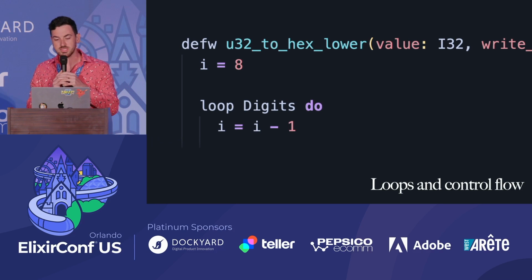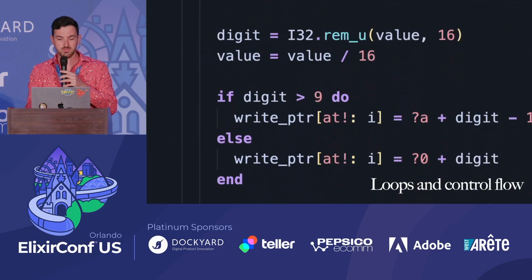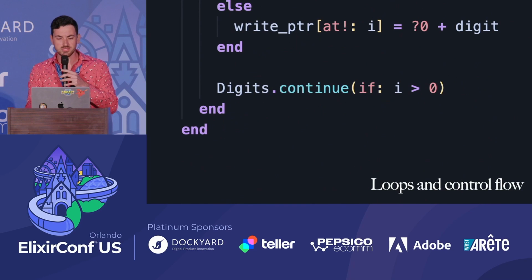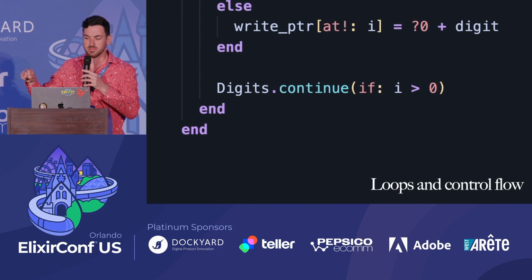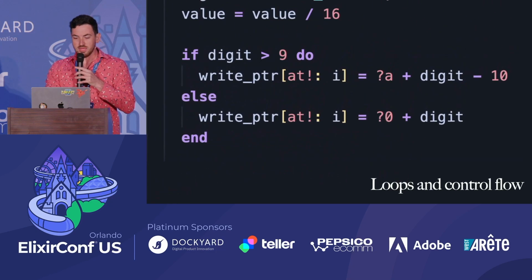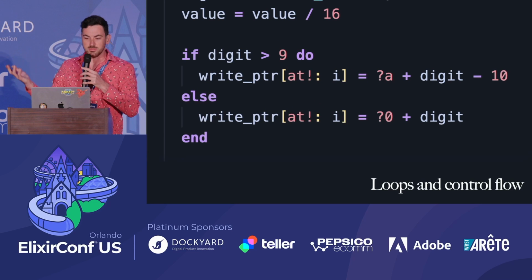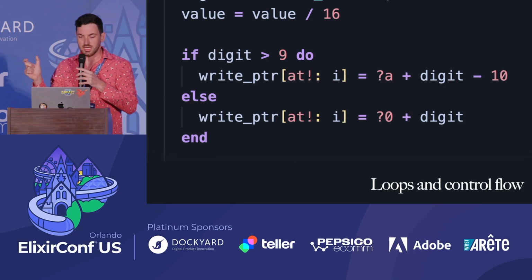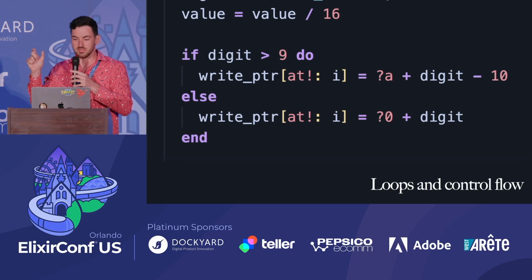The WebAssembly text format lets you name loops, because you can have multiple of them. Here we've got a loop called digits. We're going to loop through every digit, and we continue this loop if I is still above 0. And then we want to work with memory, so I've created this little thing using the Access protocol.